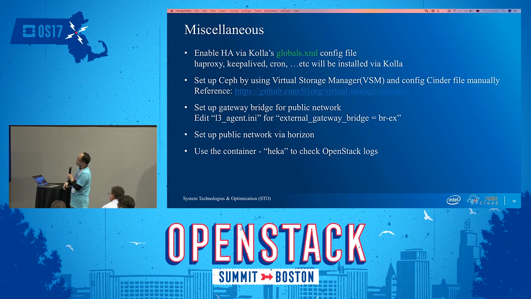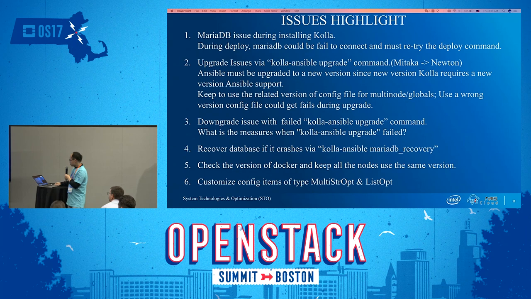In the globals.yml file, we can enable HA settings, and also we can use external Ceph and Ceph shares. These are the usage highlights I want to talk about. We met some problems during the installation: the MariaDB problems, and the second is upgrade issues. We have also considered downgrade issues. If we run kolla-ansible upgrade and it fails, how do we downgrade?